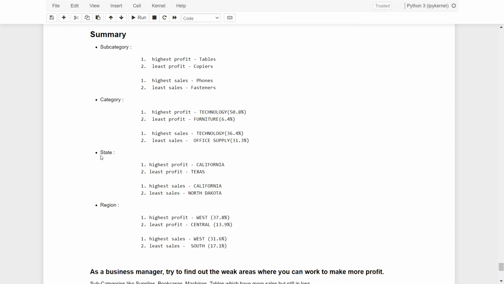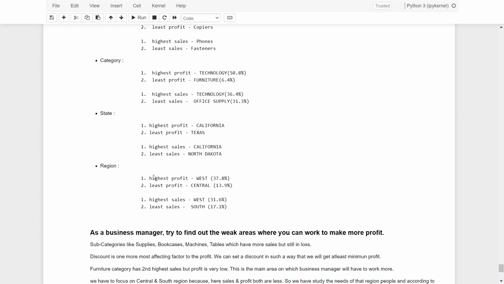And state wise, the most profitable state is California, and the least is Texas. In state wise sales, the highest sales is California, and the least sales is North Dakota. And in the region wise, the highest profit is West, and the least profit is the Central region with 13.9%, and the highest sales happen in the West, and the least sales happen in the South.